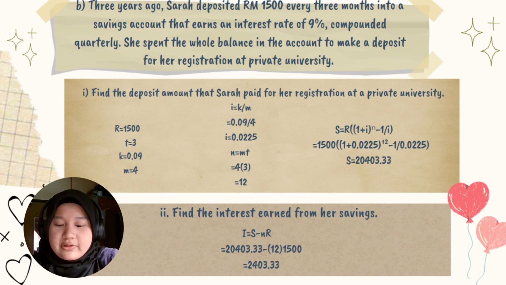Next, we need to find the interest earned from her savings. We need to use this formula: I equals S minus nR. S is the answer from the previous question, which is 20,403.33. n is 12 multiplied by R, which is 1,500. Then the answer is 2,403.33.